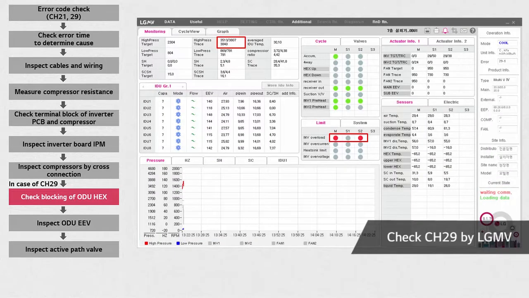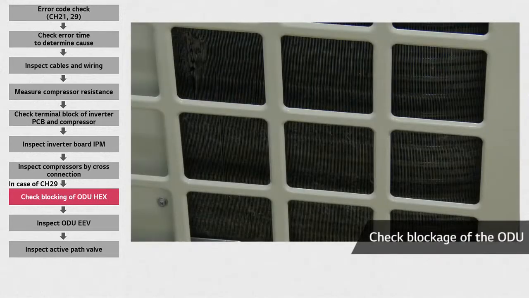In this image, you can see error CH29, compressor overload caused by excessive high pressure. Dust particles and other contaminants may block the ODU's heat exchanger. Check every side of the heat exchanger and its surroundings to make sure it is not blocked, clogged, or has any objects interfering with the airflow. Poor air circulation at the ODU's heat exchanger may also cause this error.